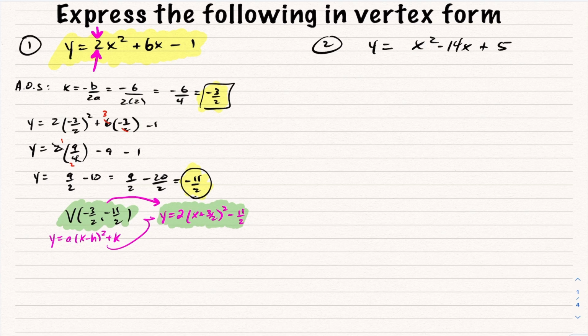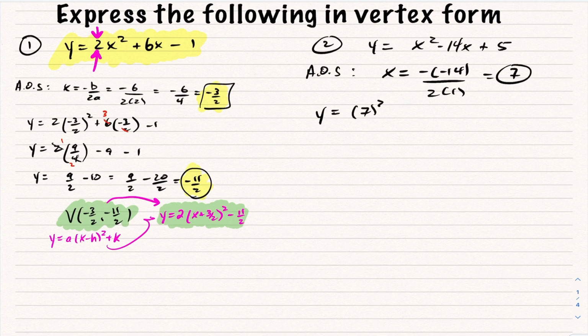So same idea here. I want to find my axis of symmetry. So my axis of symmetry here is going to be x equals negative b over 2a. This time b is negative 14, so you're going to get 7. So my axis of symmetry is 7. So now to find the y-coordinate of my vertex, I'm going to sub that into my quadratic here.